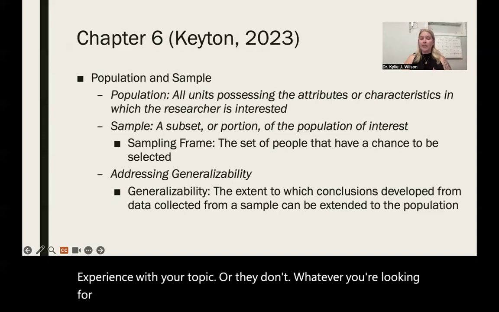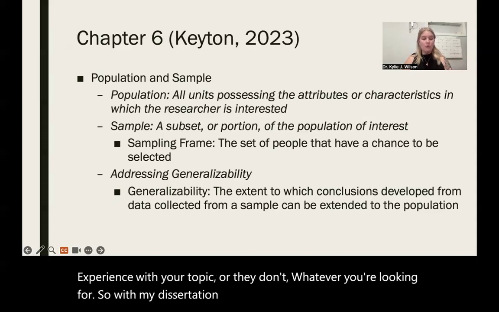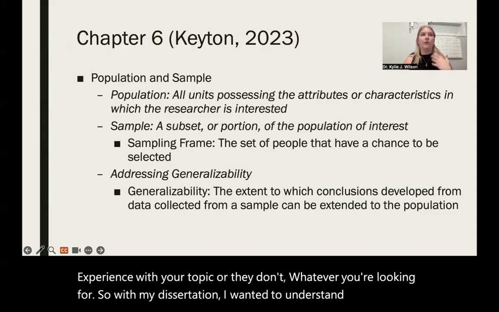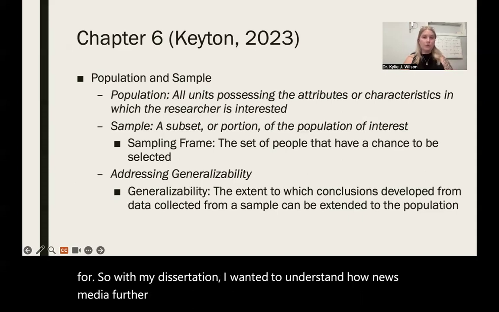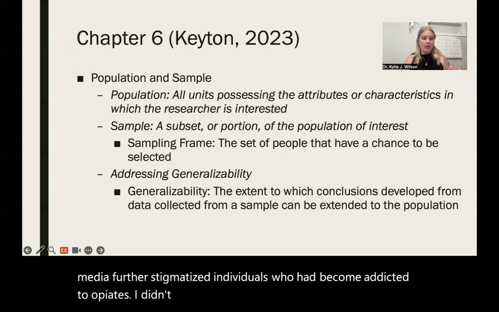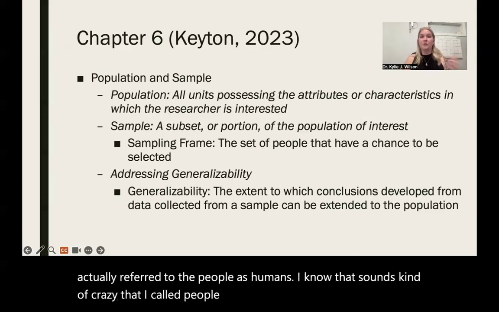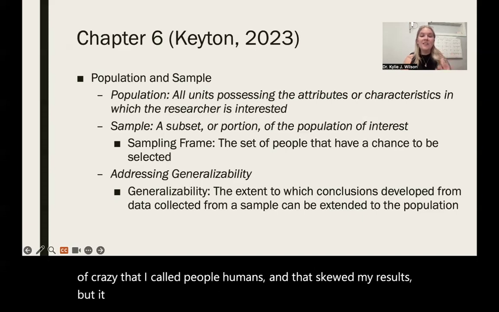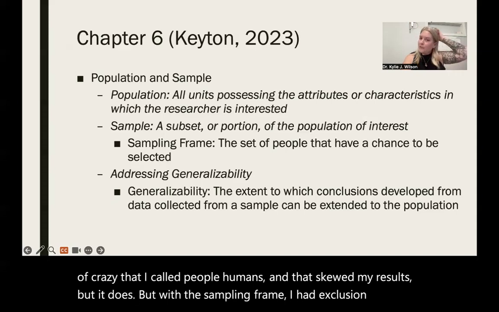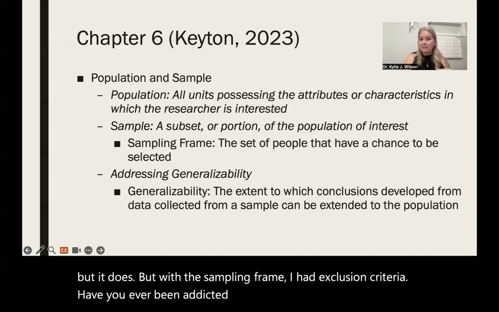So with my dissertation, I wanted to understand how news media further stigmatized individuals who had become addicted to opiates. I didn't find the results I wanted to, but that's because I actually referred to the people as humans. I know that sounds kind of crazy that I called people humans and that skewed my results, but it does. But with this sampling frame, I had exclusion criteria. Have you ever been addicted to opiates?